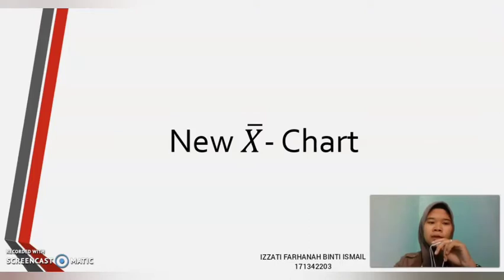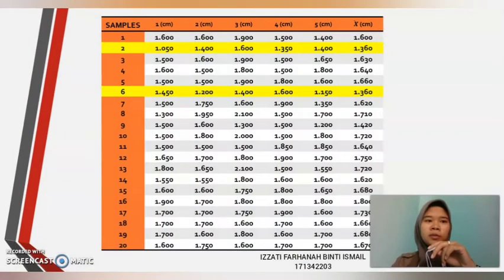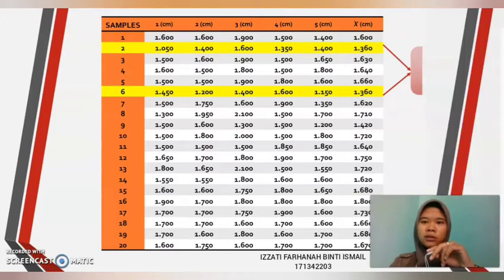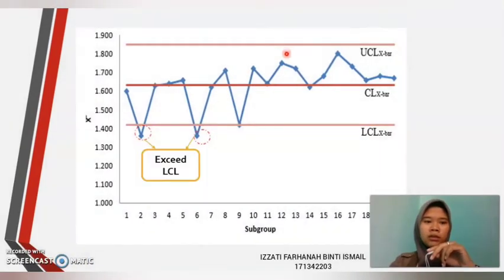We continue with my part, which is the new X bar chart. From the previous calculation in the X bar chart, samples 2 and 6 have a mean value of 1.36. This value exceeds the lower control limit. This can be shown in this graph, where we can see samples 2 and 6 exceed the lower control limit. So, we need to find the new X bar chart by removing these two samples.